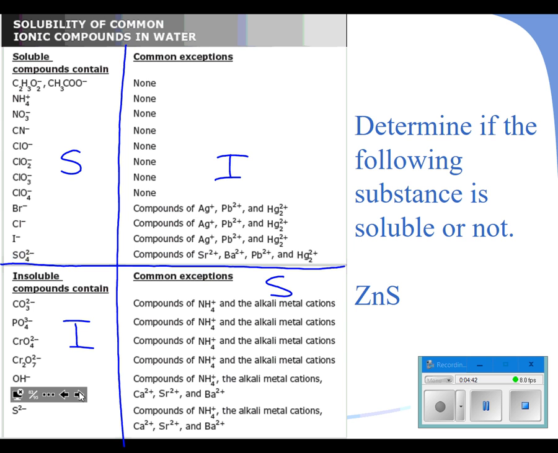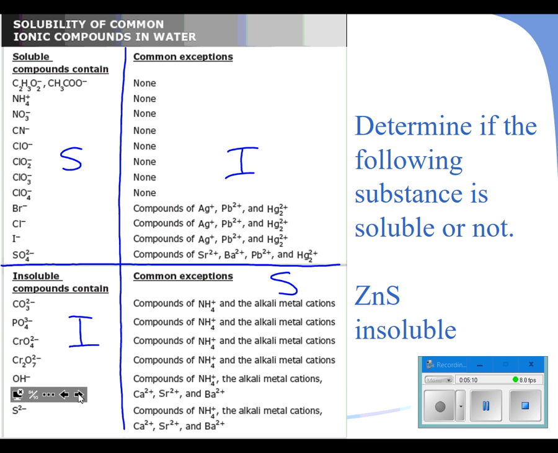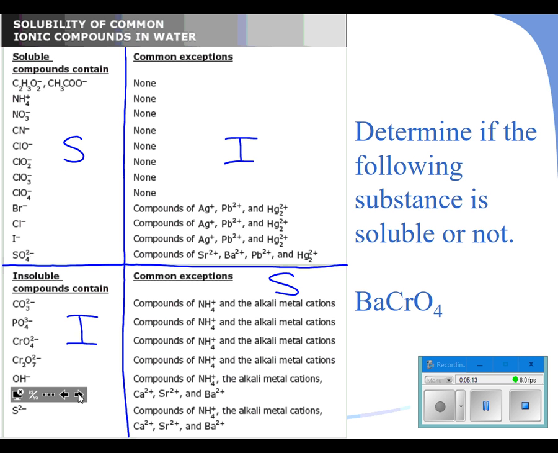Then zinc sulfide, so we come over here to sulfide, and it's in the insolubles, but we have to double check it. So zinc is not NH4, zinc is not an alkali metal, because that's column 1A on your periodic table, and it's not calcium, strontium, or barium. So that would mean that it's going to stay in this column over here, so that is insoluble. So that would mean it wouldn't dissolve in water, or it wouldn't dissolve when we put it with another compound. It would become a solid.